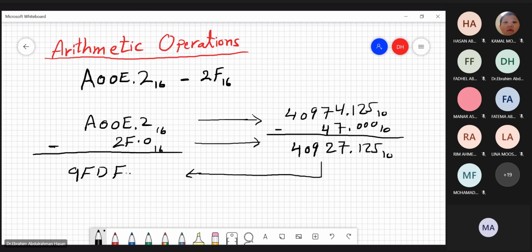which is equal to 9FDF.2 base 16. For any other bases, you can do the same. Change the first one to decimal, the second one to decimal, and whatever operation you have, multiplication, division, addition, subtraction, do it in decimal, because decimal is very easy, and change it back to the original base.